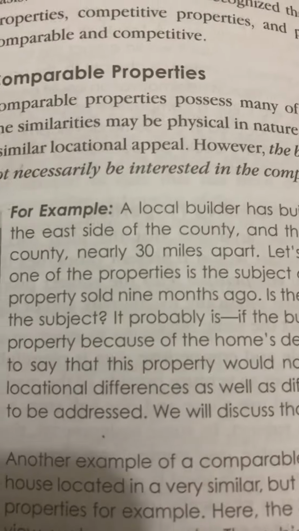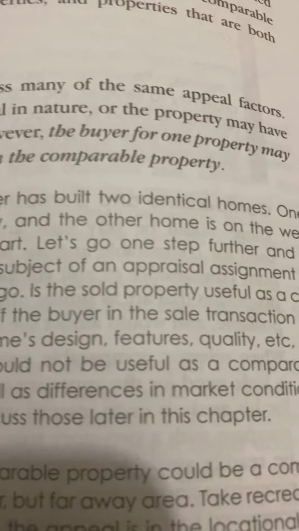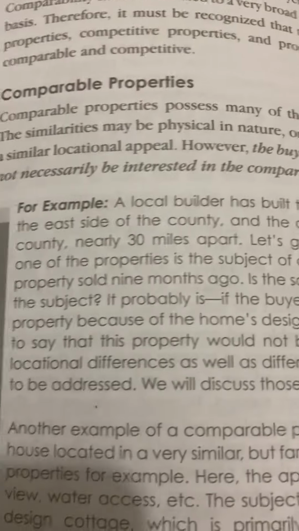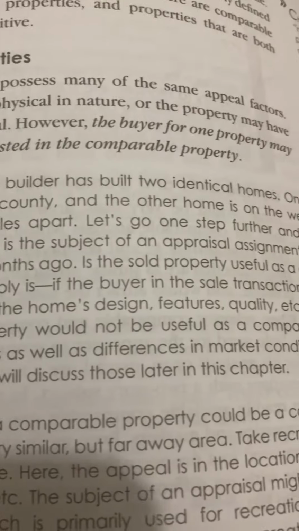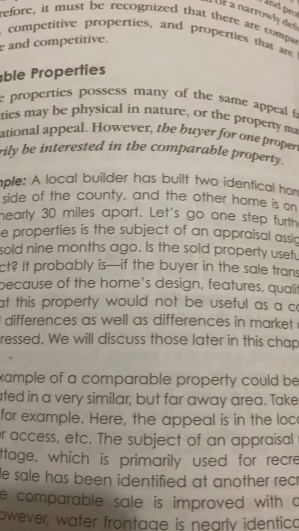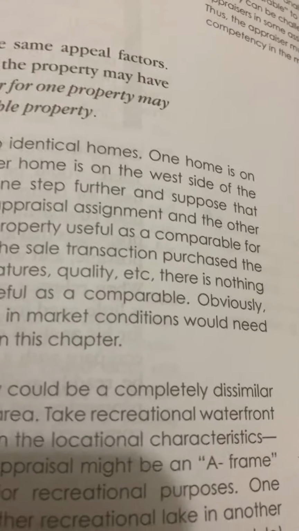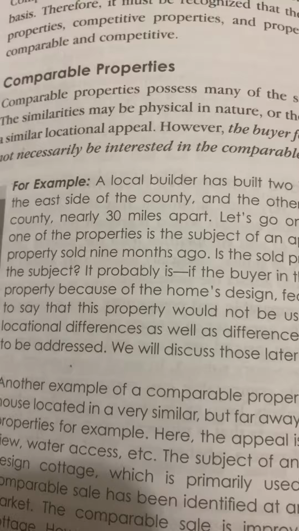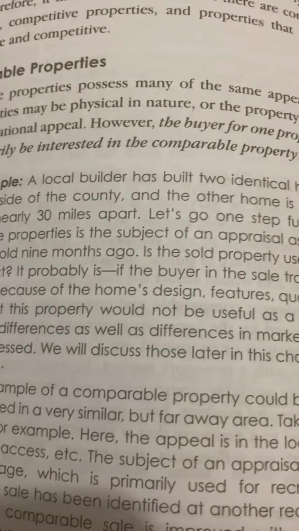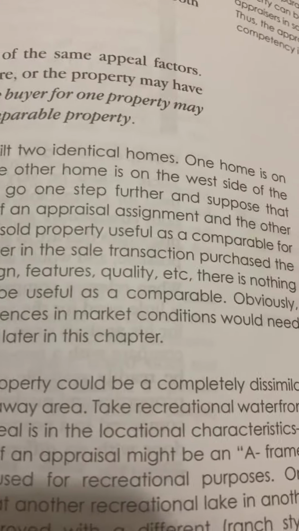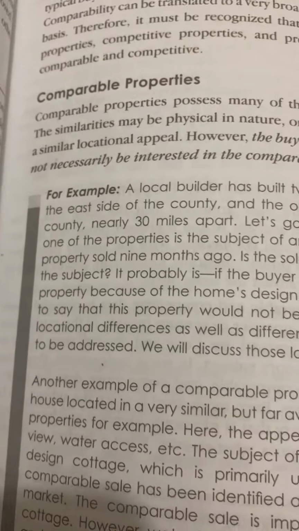For example, a local builder has built two identical homes. One home is on the east side of the county, and the other home is on the west side of the county, nearly 30 miles apart. Let's go one step further and suppose that one of the properties is the subject of an appraisal assignment, and the other property sold 9 months ago. Is the sold property useful as a comparable for the subject?